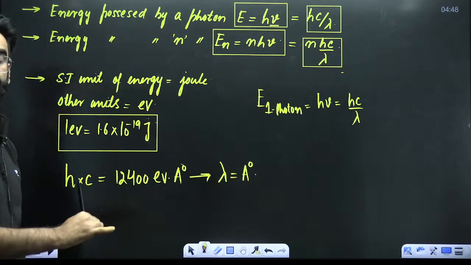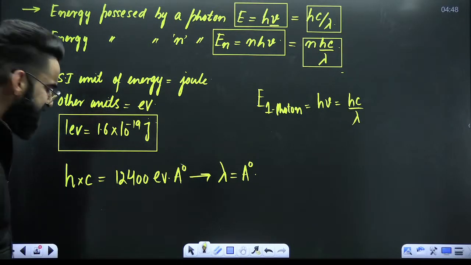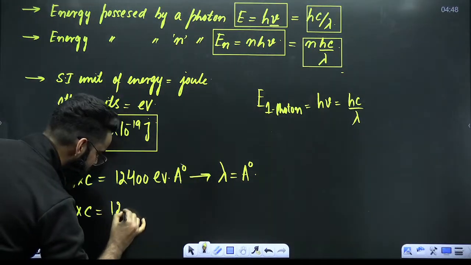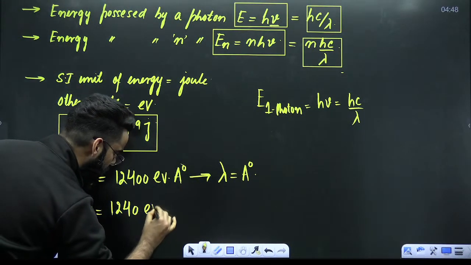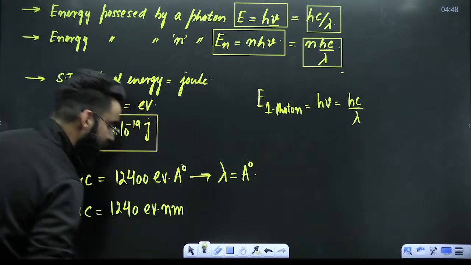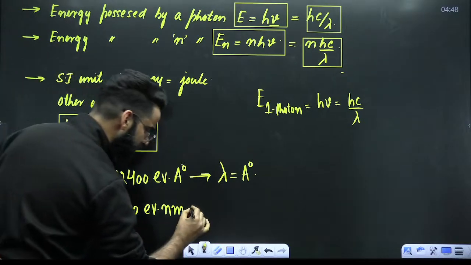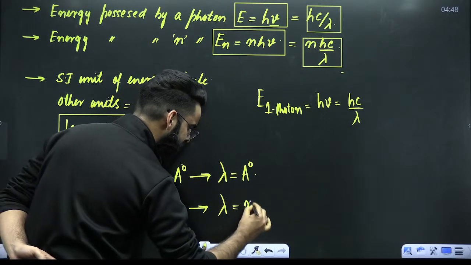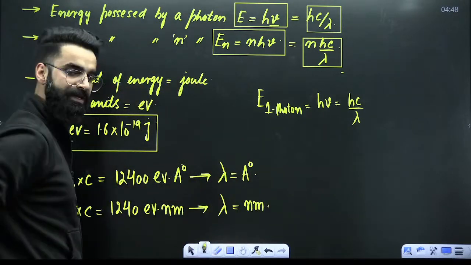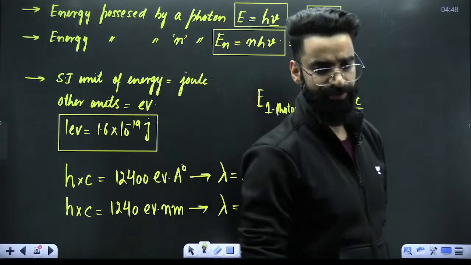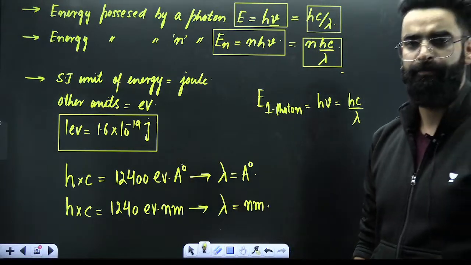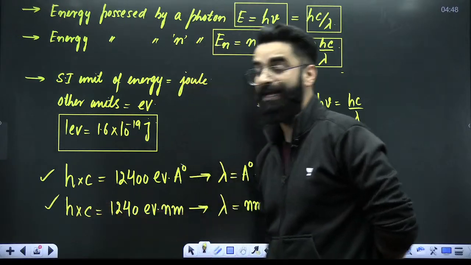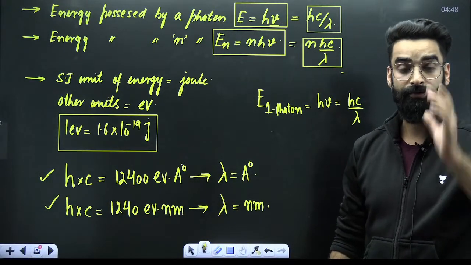At that point of time, you have to take lambda in angstroms. Similarly, my dear students, the value of H multiplied by C can be written as 1240 electron volt nanometer. But this value is taken only when you will be taking the value of lambda in nanometers. Perfect. This is going to solve a lot of issues while you'll be doing the calculations.